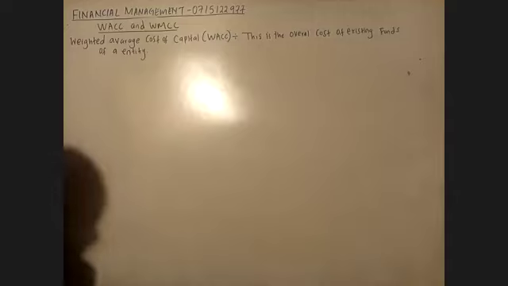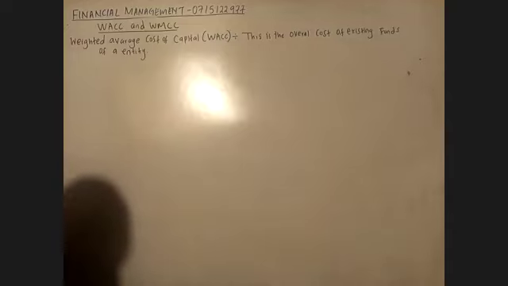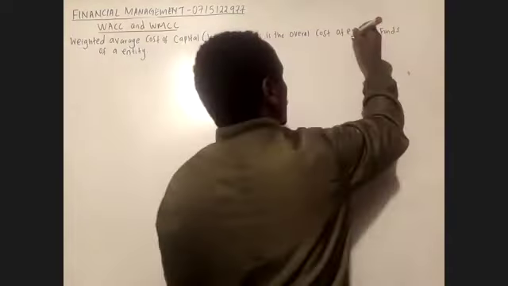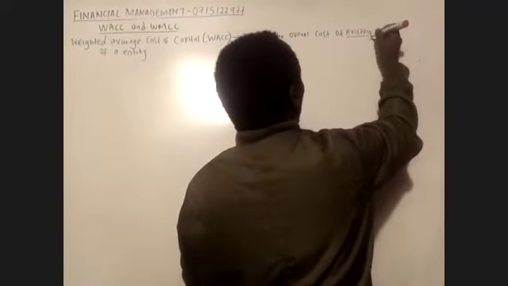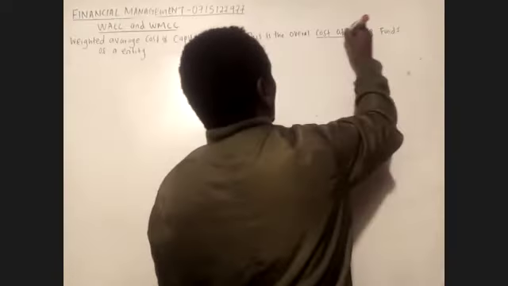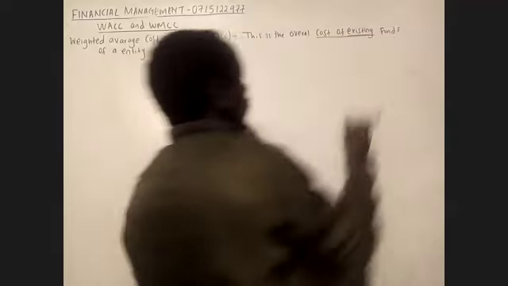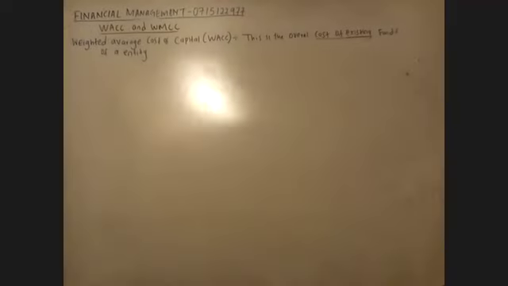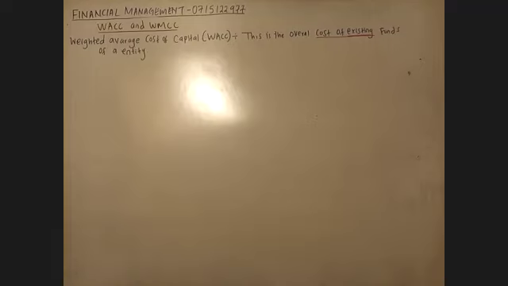Now underline the word existing. Underline the cost of existing. So when we talk about the weighted average cost of capital, WACC, we mean that this is the overall cost of the existing funds of an entity.